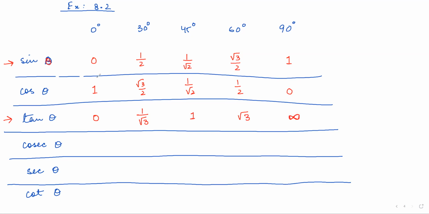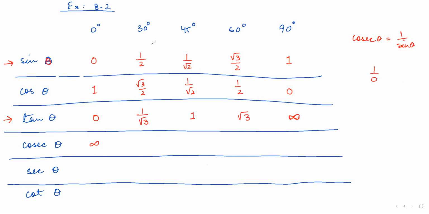So again, sine and tan you have to remember, right? Tan is 0, 1 by root 3, 1, root 3 and not defined. Now cosec, we know cosec theta is 1 by sine theta, correct? So we do reciprocal of every number here. So what is 1 by 0? What is the value of 1 by not defined? So this will be not defined.